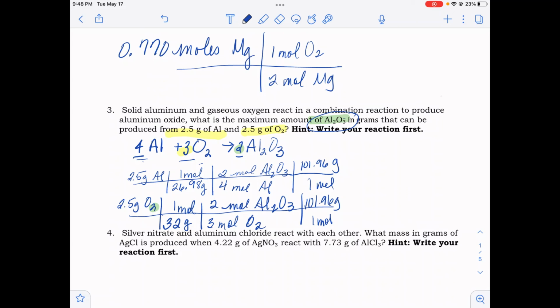And the one that makes less, even though this says maximum amount, it's like the question of s'mores. If you have 6 graham crackers, you can make 3 s'mores. If you only have 2 marshmallows, you can only make 2 s'mores. So the maximum number of s'mores you can make is 2. Even though the graham crackers would make 3, there's no more marshmallows.